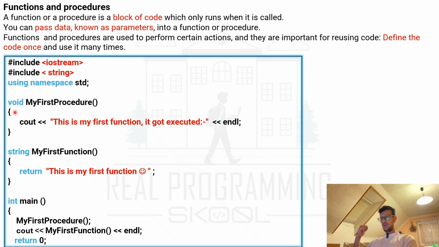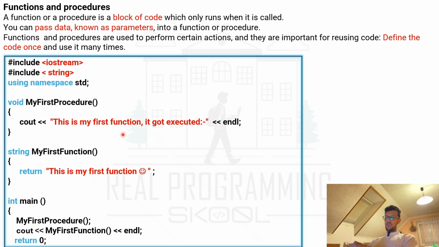So we use void, and after that we name the procedure whatever we want, my first procedure for example. This is the name, you can name it Susu, Kuku, whatever you want, but I name it here my first procedure. And inside the procedure, the block of code, I can write whatever I want: 1,000 lines of code, 10,000 lines of code, or one line like I write it now. See out, this is my first procedure. Sorry, it got executed.